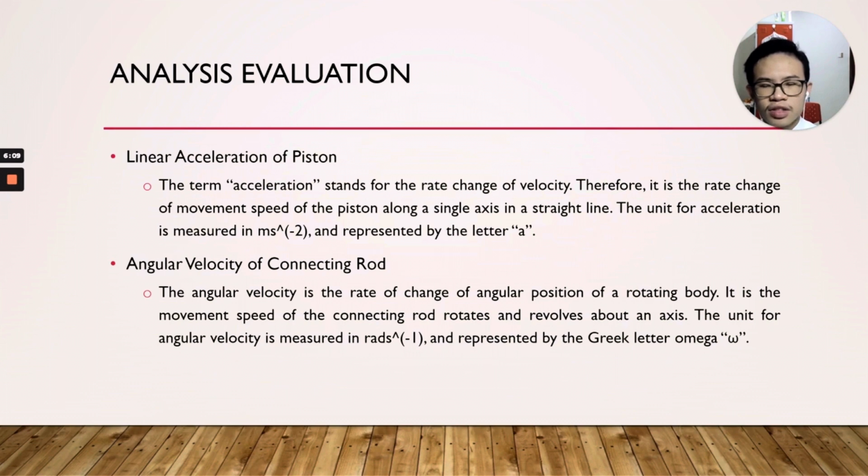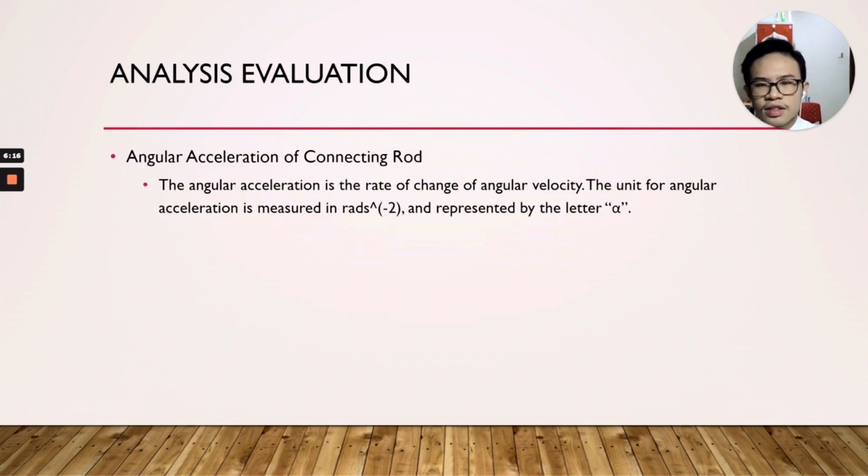The unit for angular velocity is measured in radian per second and represented by the Greek letter omega. So for the last one, which is the angular acceleration of the connecting rod, the angular acceleration is the rate change of angular velocity. So the unit for angular acceleration is measured in radian per second square and represented by the letter alpha. So that's all for me.